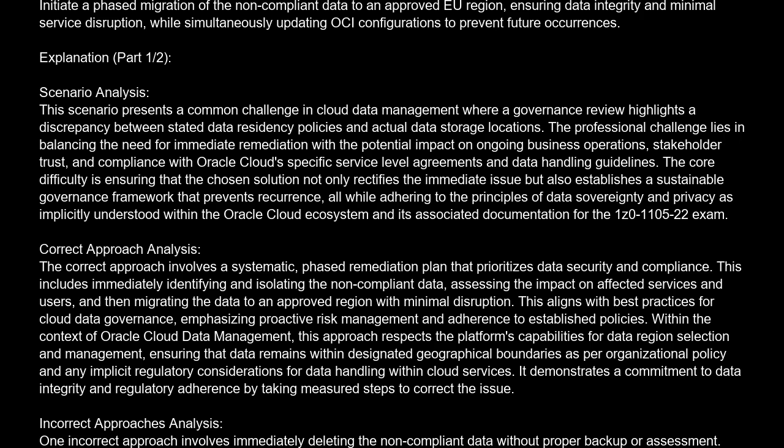This approach respects the platform's capabilities for data region selection and management, ensuring that data remains within designated geographical boundaries as per organizational policy and any implicit regulatory considerations for data handling within cloud services. It demonstrates a commitment to data integrity and regulatory adherence by taking measured steps to correct the issue.